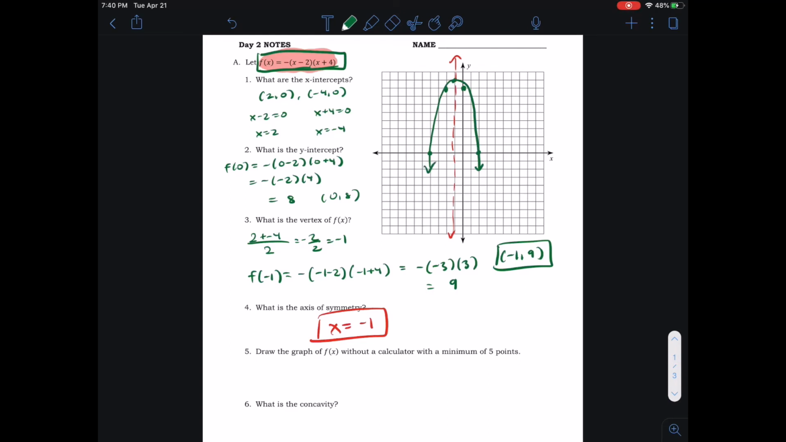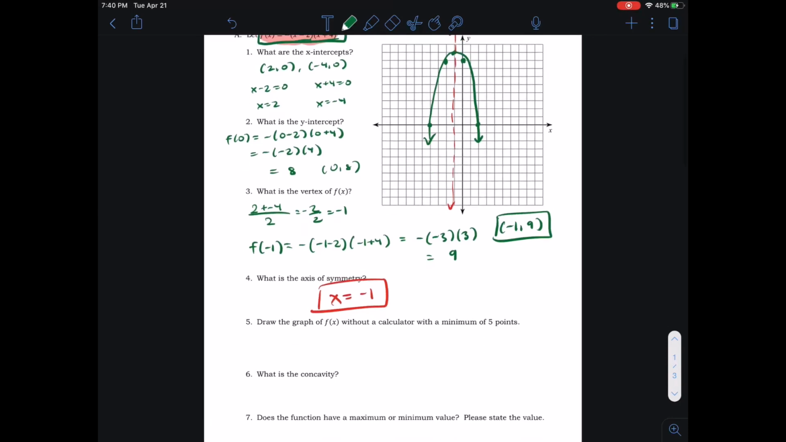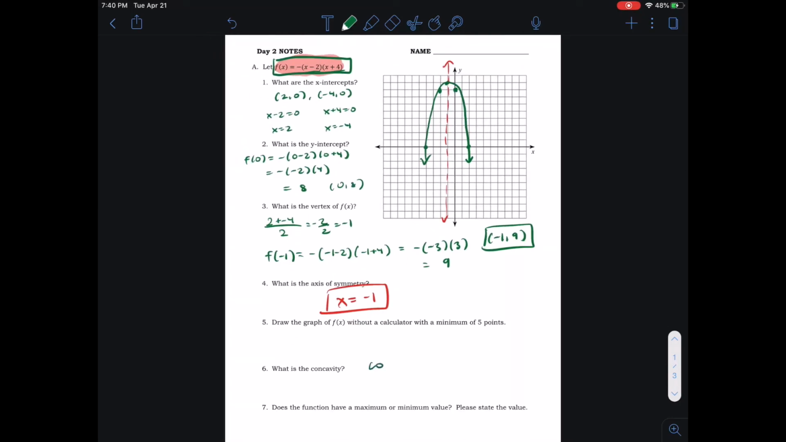In the end, when you draw your graph, it should look like this, a parabola that's concave down, which is the answer for our next question, right? Number 6, what is the concavity? You can just say down or just concave down to be more exact. If you remember, a frown is concave down, a smile is concave up, right?